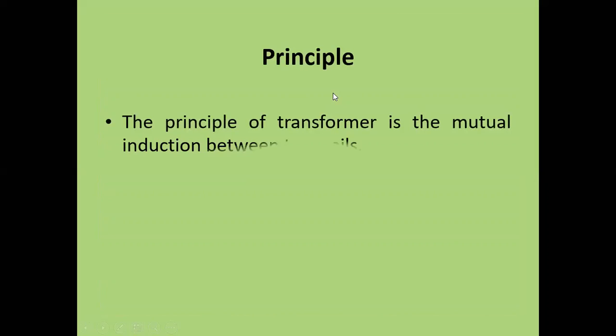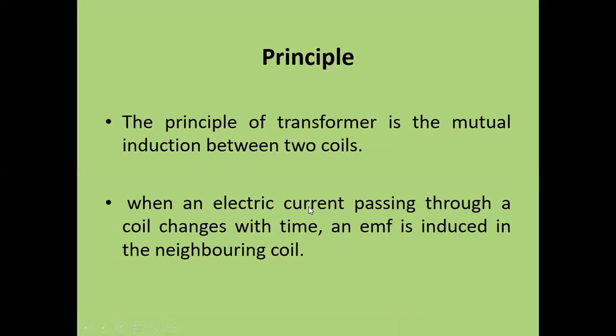Now we have to go for the principle of the transformer. What is the principle of the transformer? It is the mutual inductance between two coils. We have learned the mutual inductance between the two coils. When an electric current passing through one coil changes with time, an EMF is induced in the neighboring coil. When current passes in one coil, the magnetic flux linked with the current changes. That will in turn what? Link with the neighboring coil, that will produce us what? An EMF in the neighboring coil. So that is the principle of the transformer.